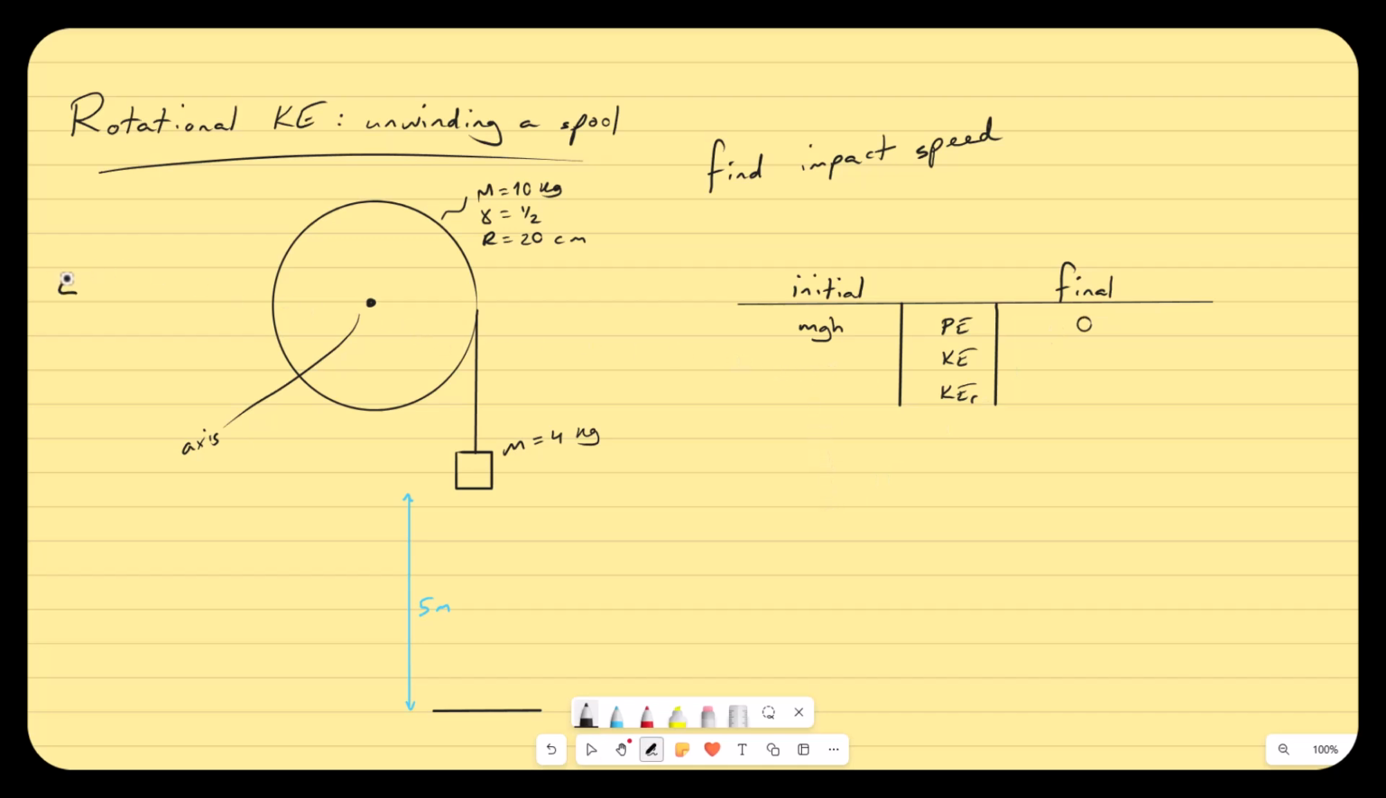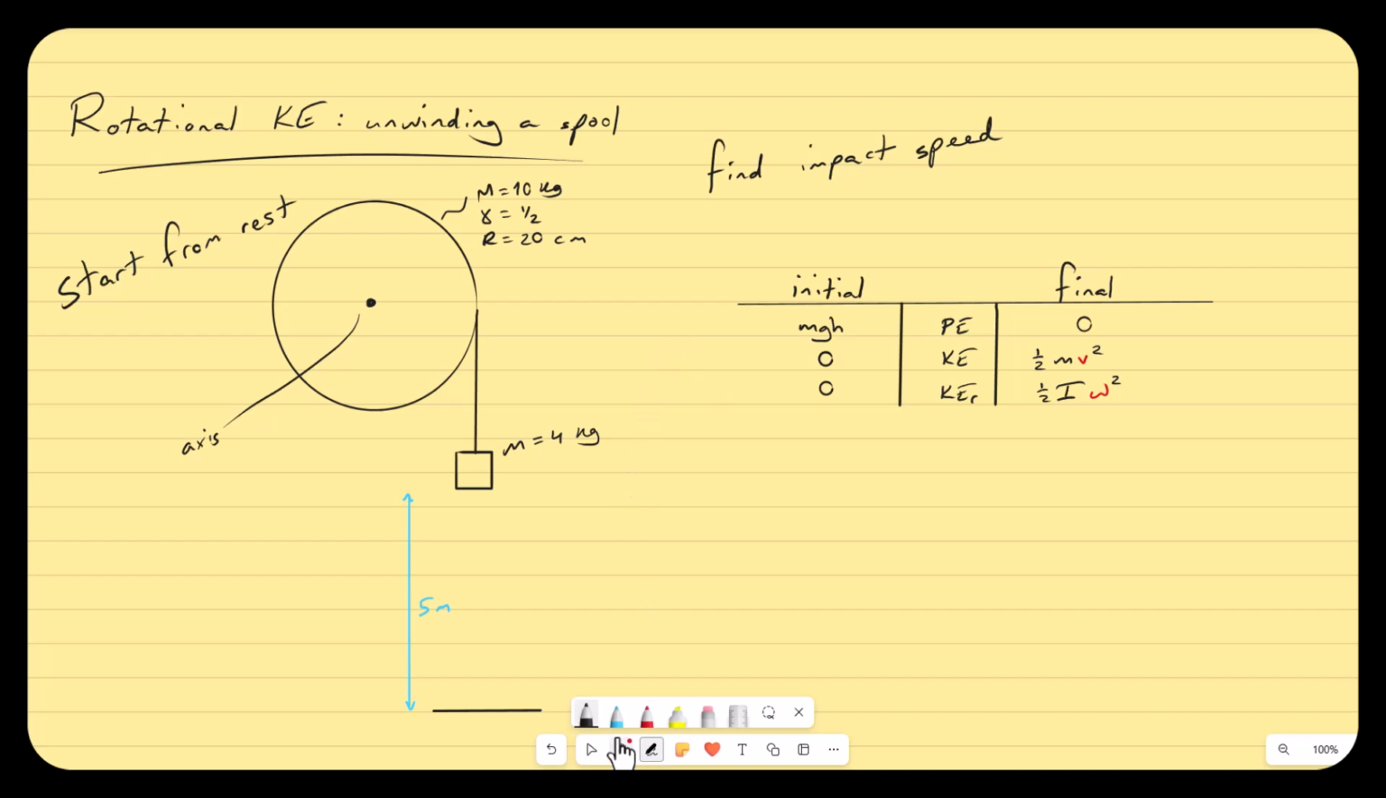Initially, the system starts from rest. I didn't write that, but start from rest. So I have no kinetic energy of any kind. In the end, my block is moving, so I'm going to have a half m v squared, and my pulley, or my spool, is rotating, so I'm going to have a half I omega squared.